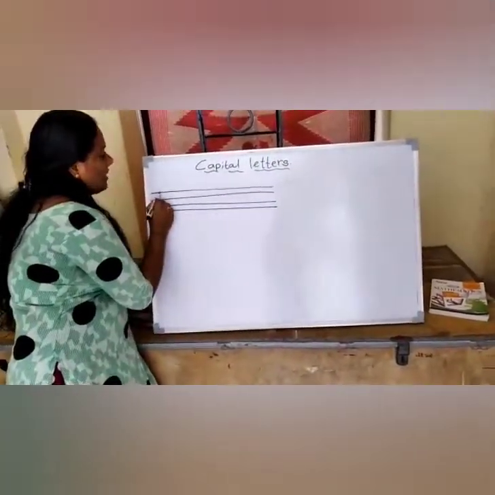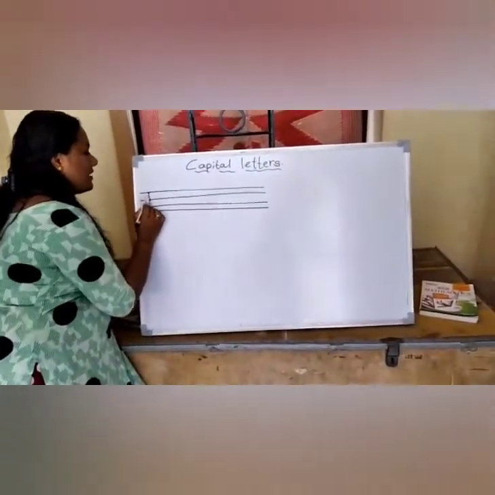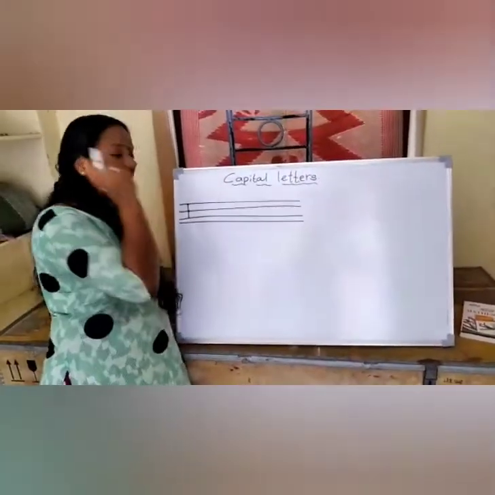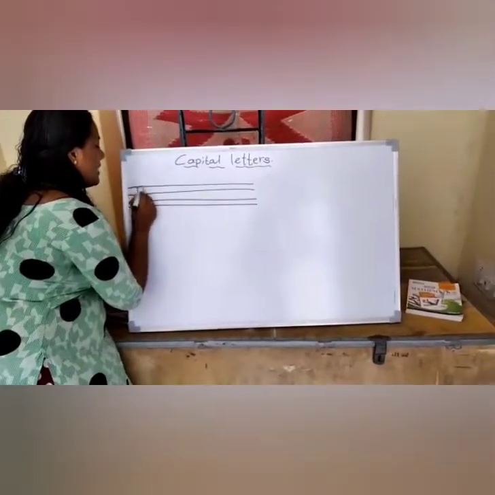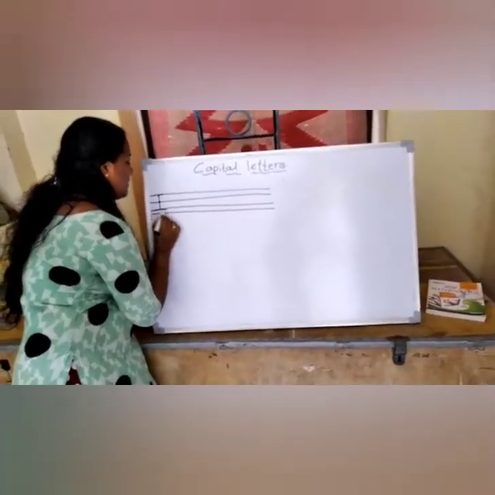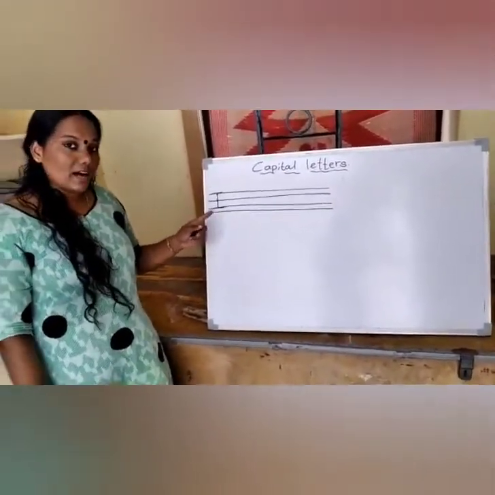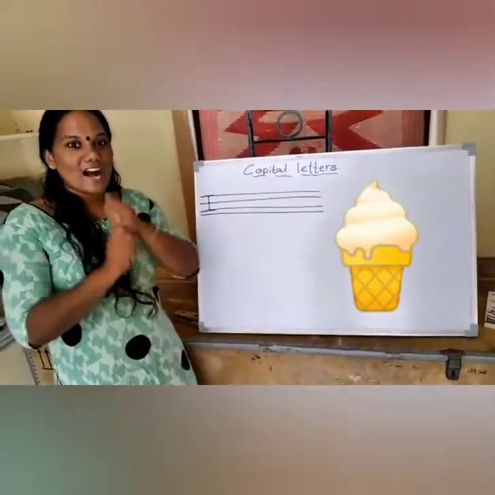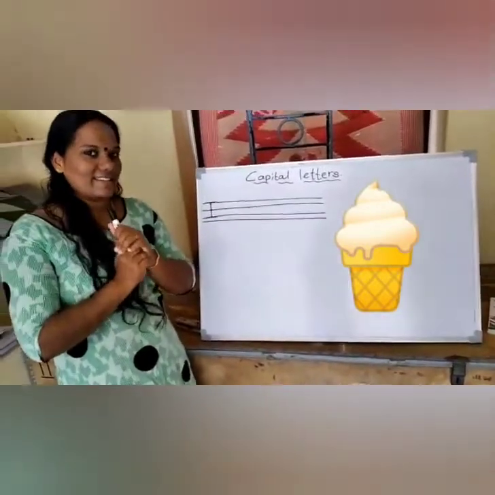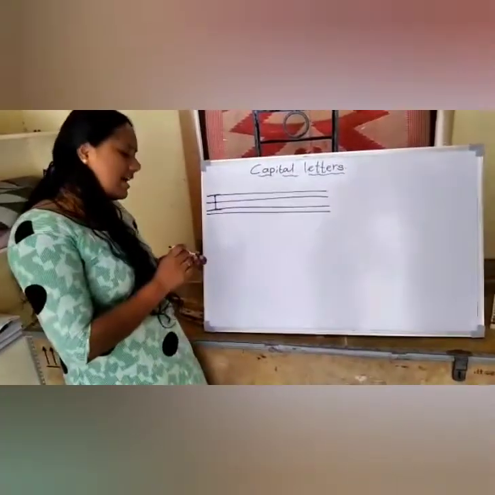Look here. 1 dot, 2 dots, 3 dots are there. Then up to down one big line. Then up one big line. Down also one big line. Okay. What is the letter? I. I for what? I for ice cream. Do you know ice cream? Yes, all children like it very much. Ice cream we like more.